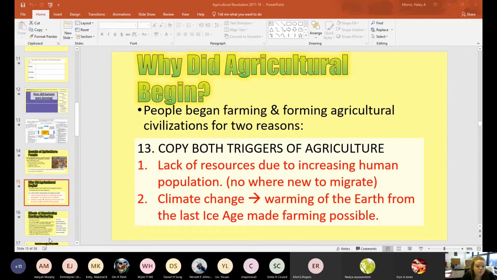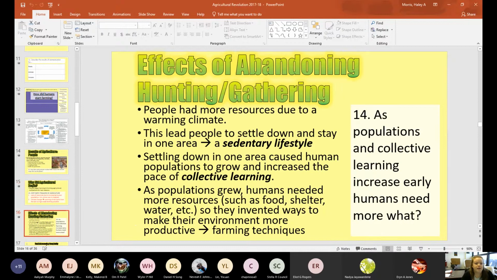Okay, I'm going to go ahead and move on to the next one. So, effects of abandoning hunting and gathering. So, effects of abandoning foraging, really, right? Because foraging is when they hunted and gathered. This is what happened because they quit hunting and gathering. People had more resources due to a warming climate, and this led to people settling down and staying in one area. And that's a sedentary lifestyle, right? We've gone over that. A sedentary lifestyle is when you stay in one area.